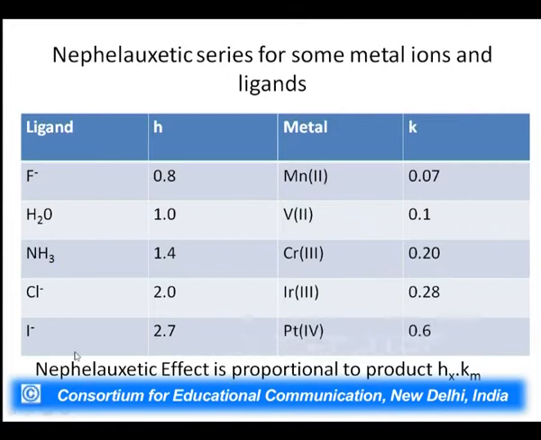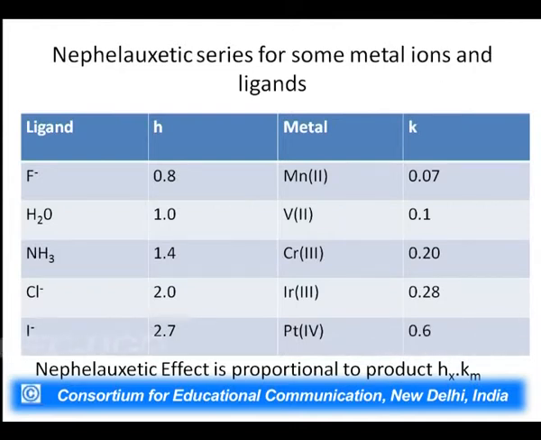Now, if you have a bigger size iodide, the H value is larger, that means the Nephelauxetic effect would be larger. If you have a metal ion from a 4D or a 5D series instead of a 3D, again the values of K are larger. So when H of the ligand or K of the metal increases, the product increases, so the Nephelauxetic effect increases. That means it is allowing more electron cloud expansion when such a ligand or such a metal ion is involved.